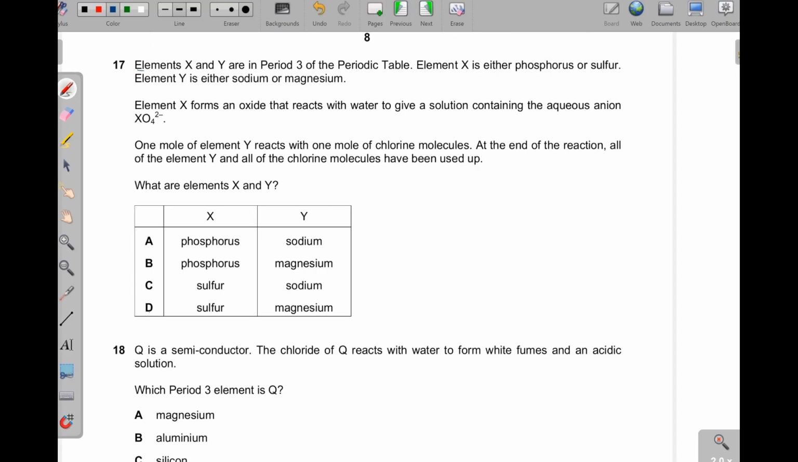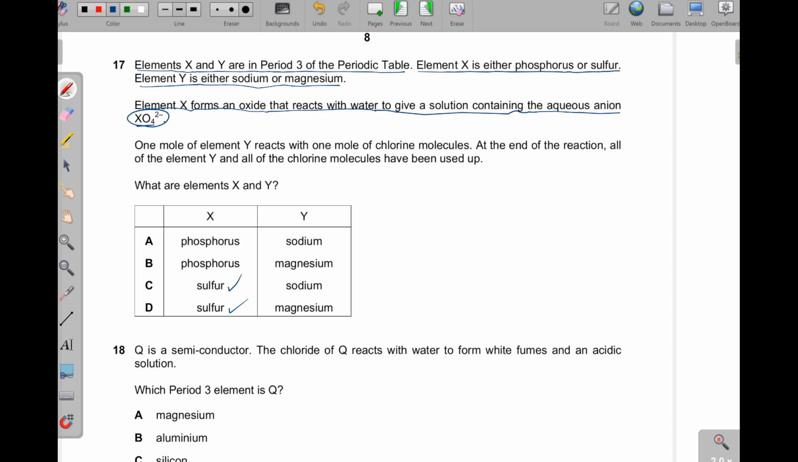Question 17. Elements X and Y are in period 3 of the periodic table. Element X is either phosphorus or sulfur. Element Y is either sodium or magnesium. Element X forms an oxide that reacts with water to give a solution containing the aqueous anion XO4 2-, then that one has to be sulfur. So I have to look here because we have what we call a sulfate ion.